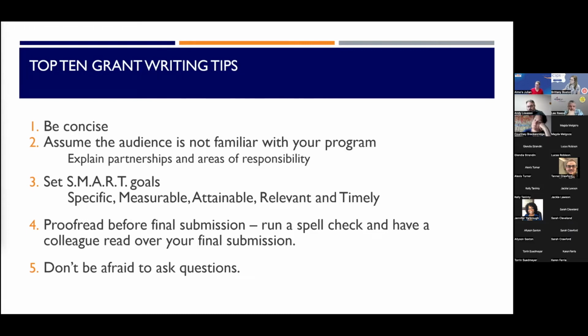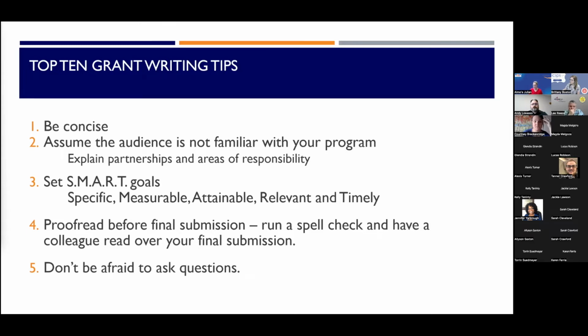So top 10 grant writing tips: number one, be concise. Say what you need to say in a short amount of time, but be concise. Number 2, assume the audience is not familiar with your program. Explain your partnerships and your areas of responsibility. Do not throw out 5,000 acronyms and expect that they know what's going on. Also, don't refer to the big program or the think big program or the Bob and Sally's, they don't know. So when you're writing your grant, assume that the audience is not familiar at all and give them those additional details. That will really strengthen your application and help them understand what's really happening at that level.